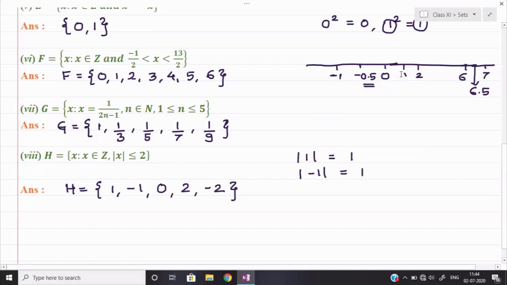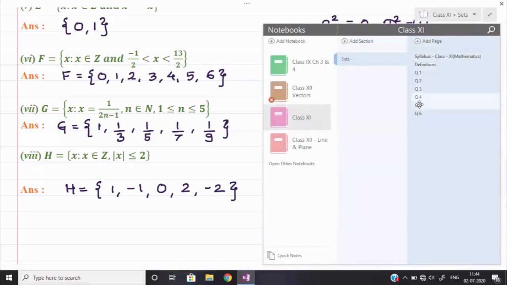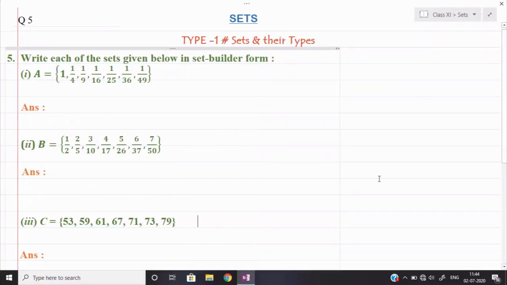Now let us see question number 5. In the fifth question, in the first part, as I told you earlier, we have to convert the roster form into set builder form. Write each of the sets given below in set builder form. Here we need to assign some properties to the given elements.